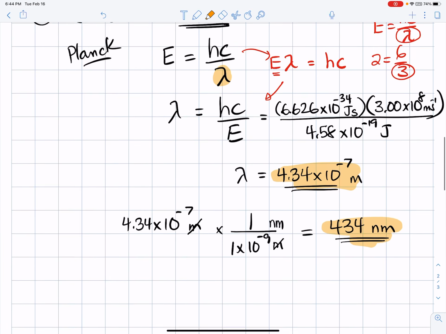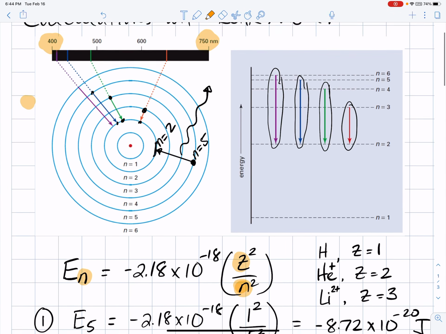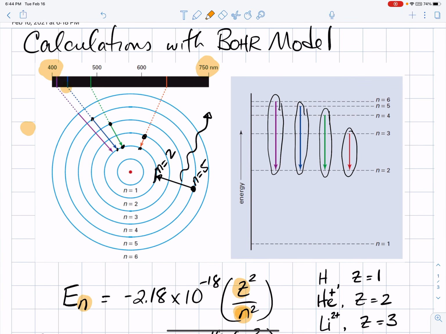That actually makes sense. It makes sense with the spectrum that we see there. The blue line is at 434 nanometers.